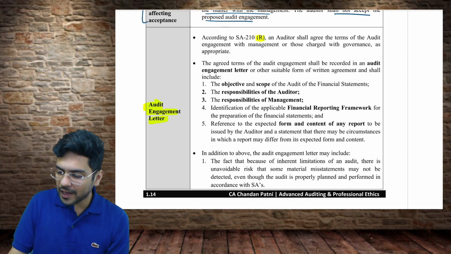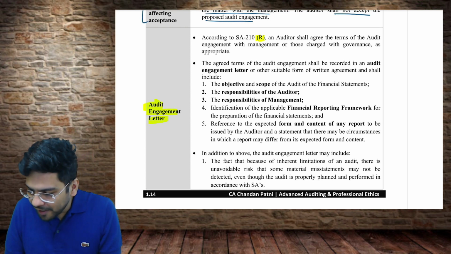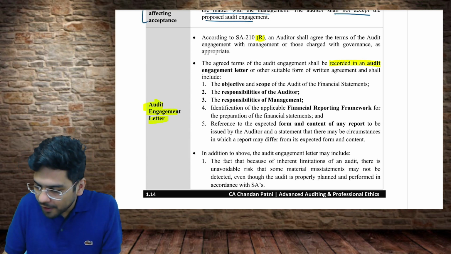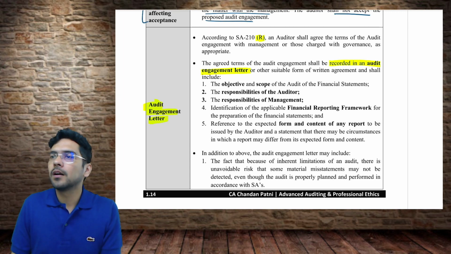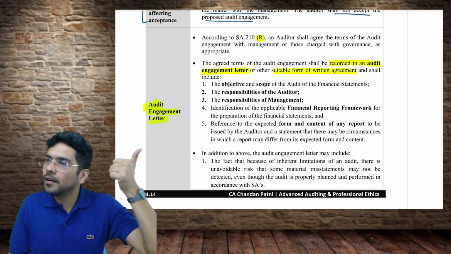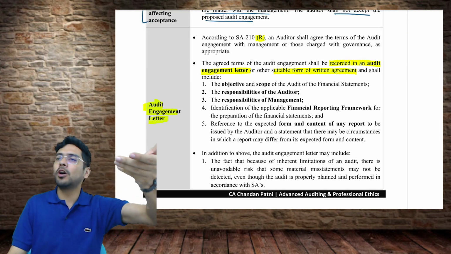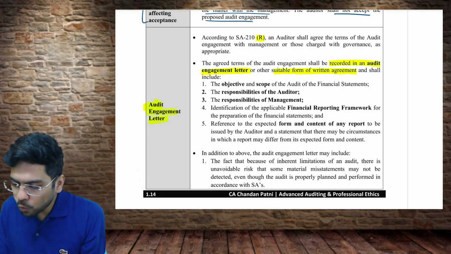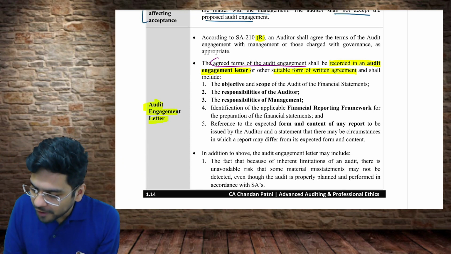an auditor shall agree the terms of audit engagement with management or those charged with governance as appropriate, and the agreed terms of audit engagement, whatever terms they agree upon, should be recorded in an audit engagement letter, or any other suitable form of written agreement. I told you either a written agreement or an audit engagement letter, but what is more popular? Audit engagement letter. So what is the content? Agreed terms of audit engagement.